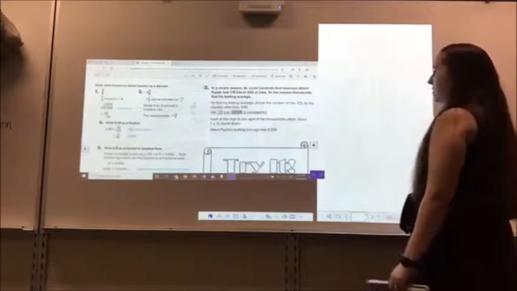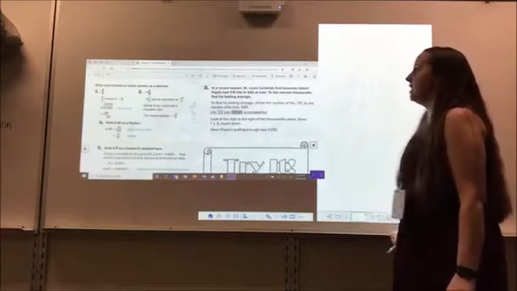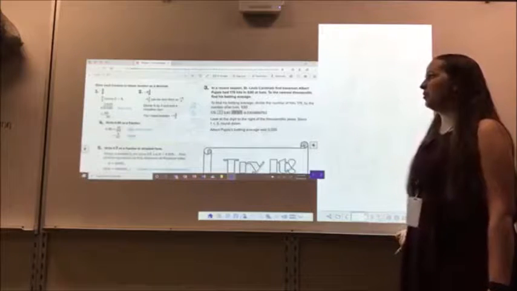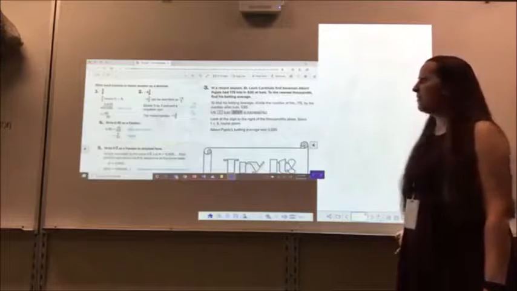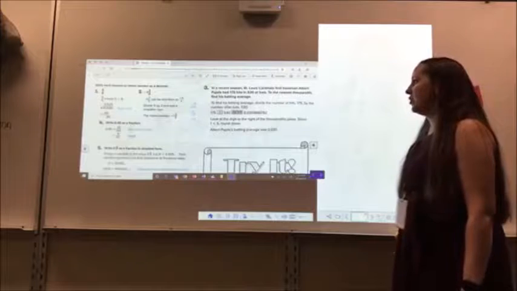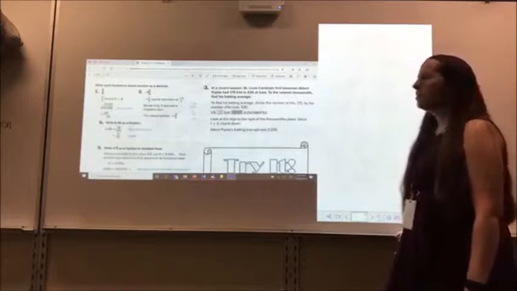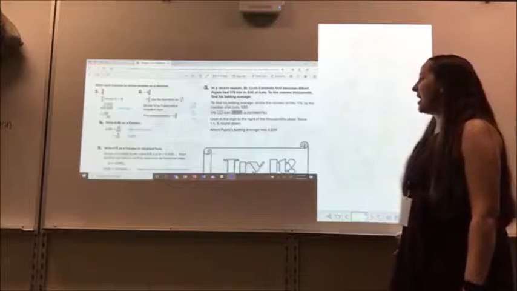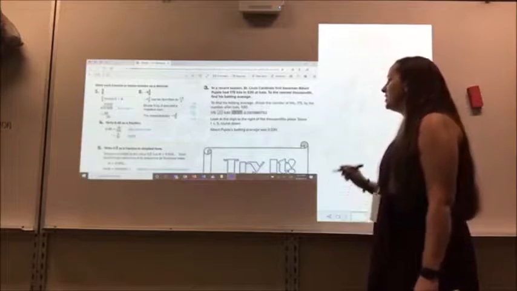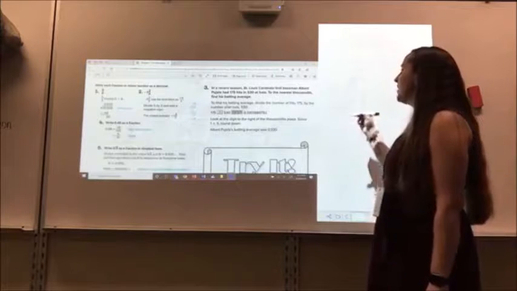All right, for number 3, in a recent season, St. Louis Cardinals first baseman Albert Pujols had 175 hits in 530 at-bats. To the nearest 1,000, find his batting average. Okay. To find his batting average, I divide the number of hits, 175, by the number of at-bats, 530.